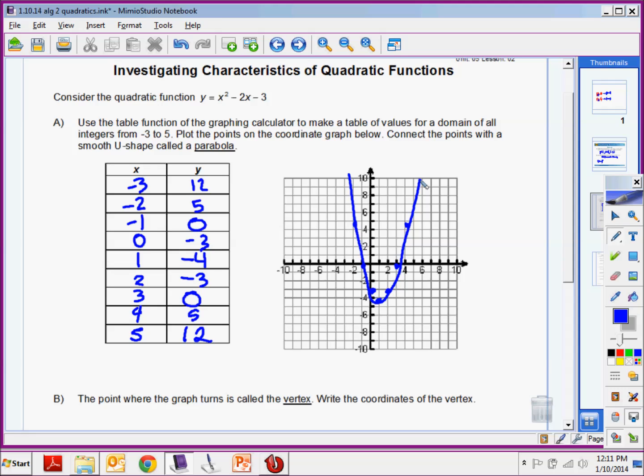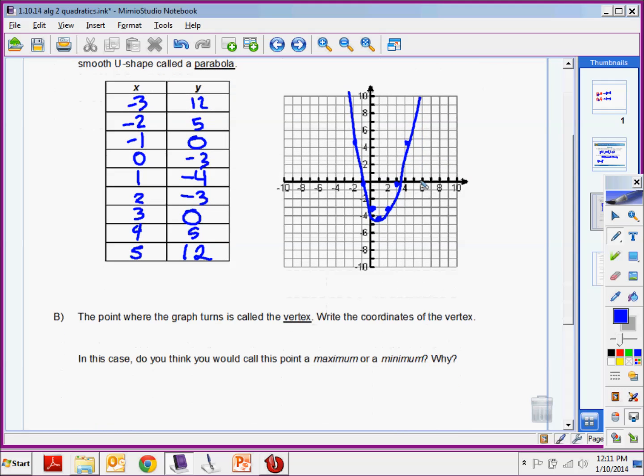All right, so what we should be able to identify from this is that regardless if we have a table or a graph, the key things we should be able to identify are the vertex. So, what is my vertex? Negative 4. Okay? If I'm looking at the table, it's the one that has the smallest what value?